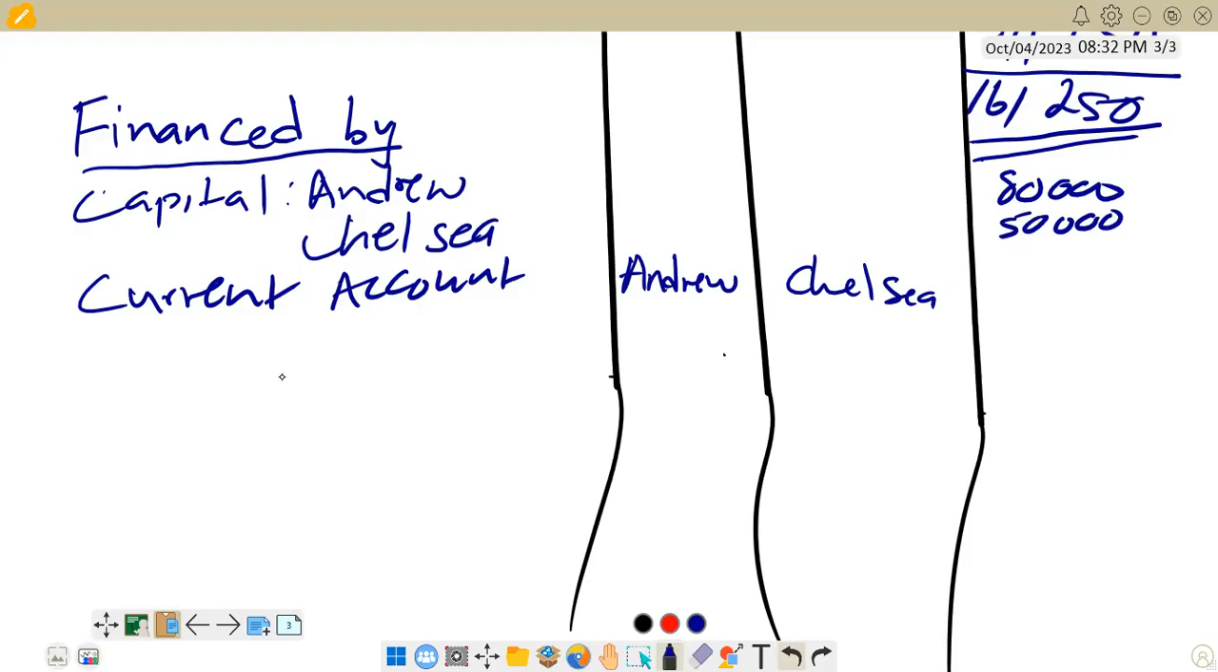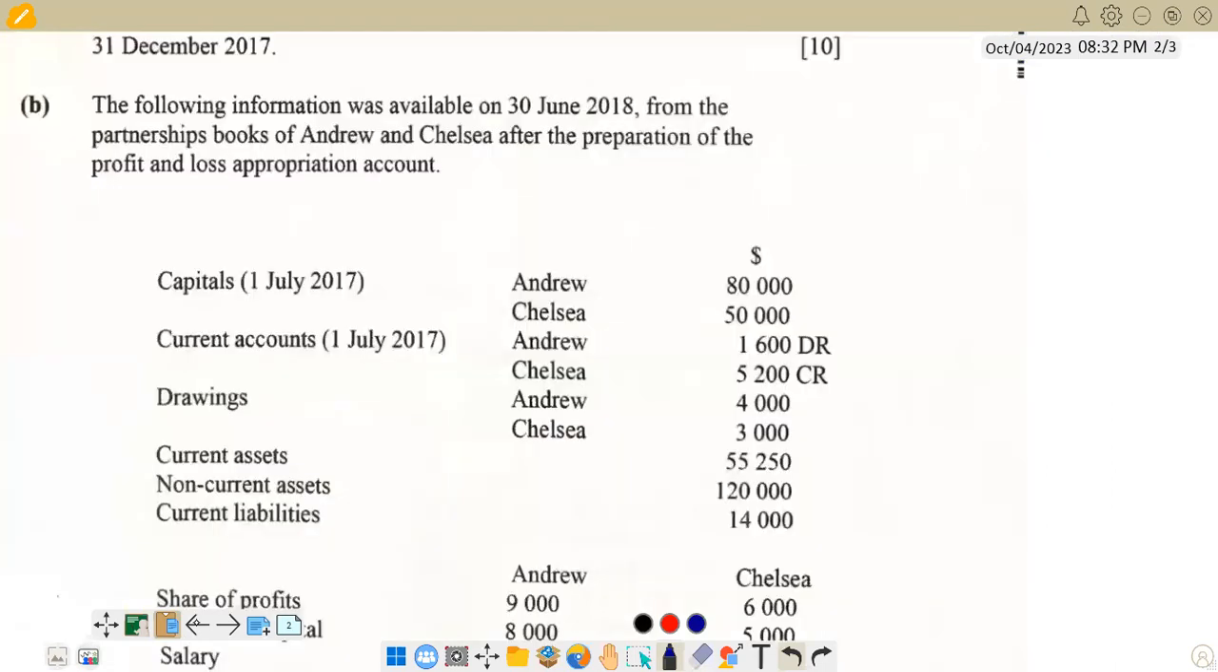Then obviously after we've done that, we are supposed to start with the balance at the beginning. This is the balance brought down. This is the balance that we have at the beginning of the year. So this balance, we are going to get it in the question. We go back and check there. For the current account, we have 1,600 as a debit. DR means debit here. It's a debit balance of the current account.